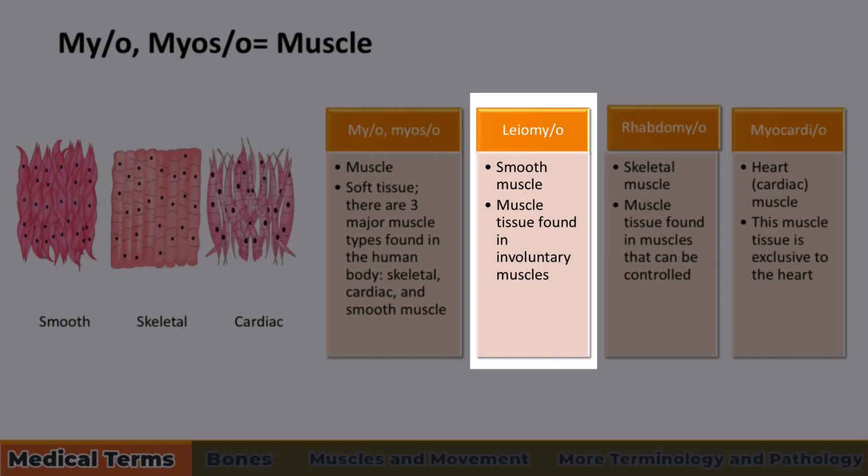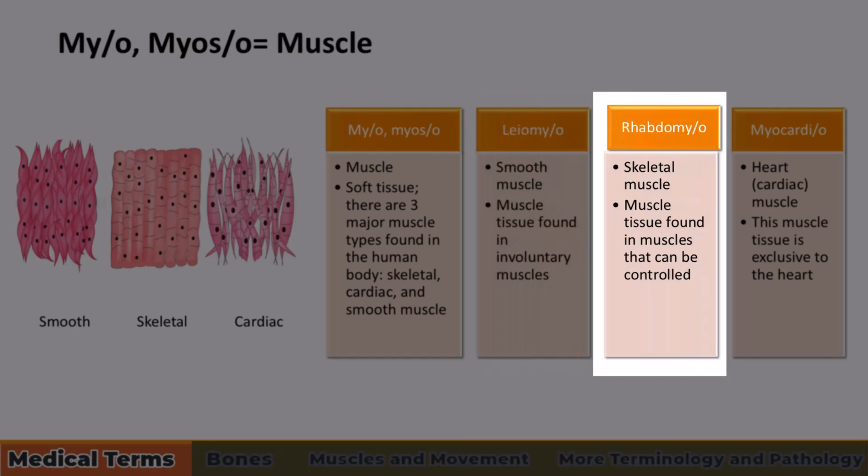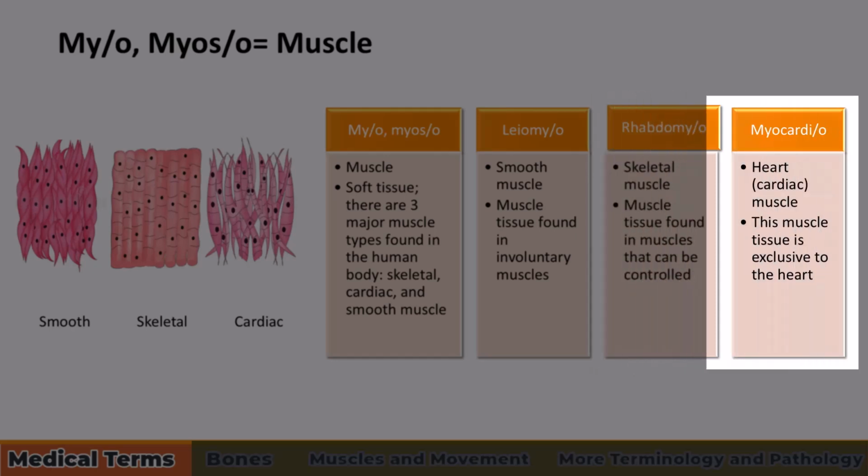Leiomyo refers to smooth muscle found in organs and involuntary muscles. A leiomyoma is a fibroid tumor. Rhabdomyo is skeletal muscle found in muscles that can be controlled. Think all your arms and legs. If you have extremely sore or weak muscles a few days after exercising, you may have rhabdomyolysis. Myocardio is muscle that is exclusive to the heart. Myocarditis is inflammation of the heart muscle.